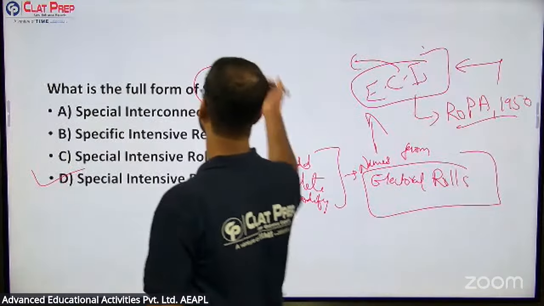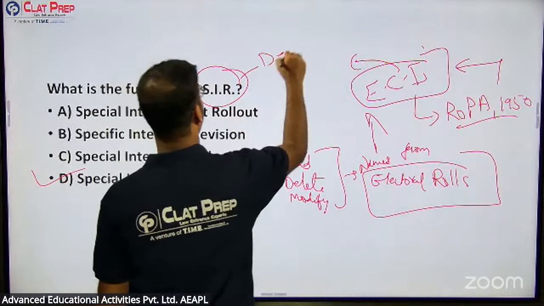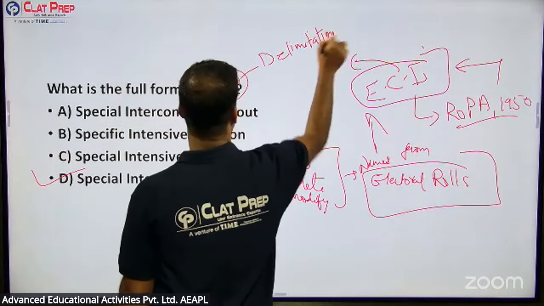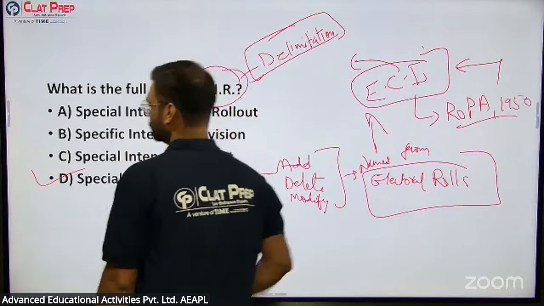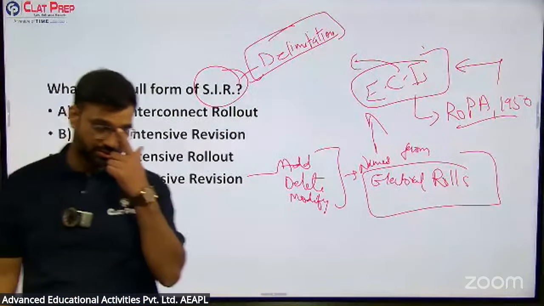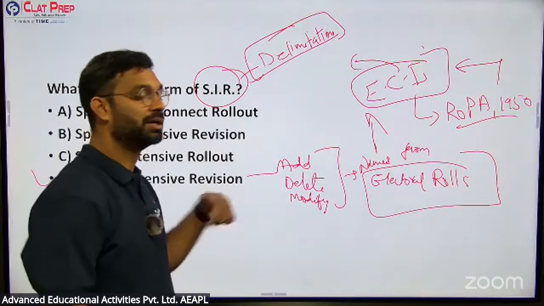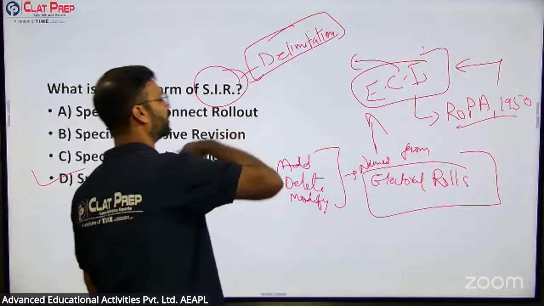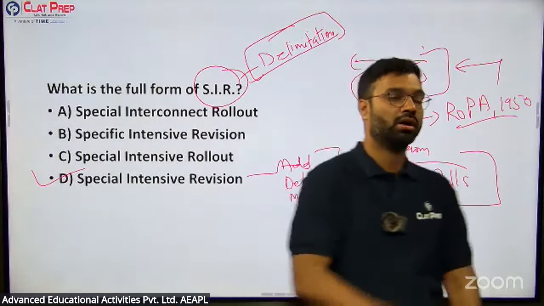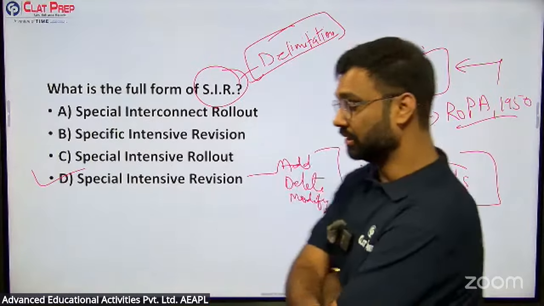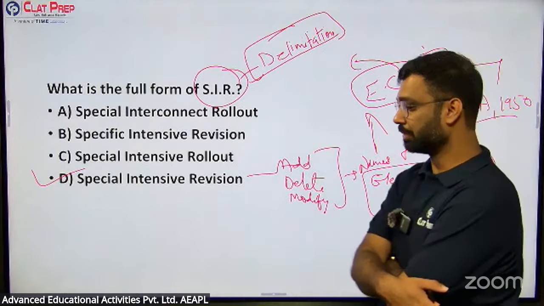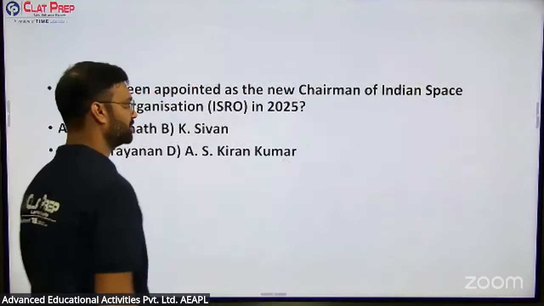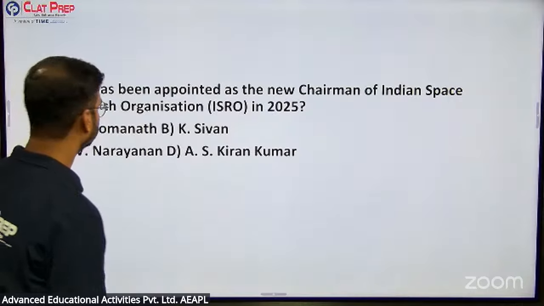Okay, apart from SIR, you should also know about delimitation, because the next delimitation is due. After the next census, after the 2026-27 census, the delimitation exercise will be carried out. So that also you should know. You should know about the composition of the delimitation commission, the article under which delimitation can be conducted, where the power is given for delimitation, and what is the mandate of the delimitation commission. All that information you should know.